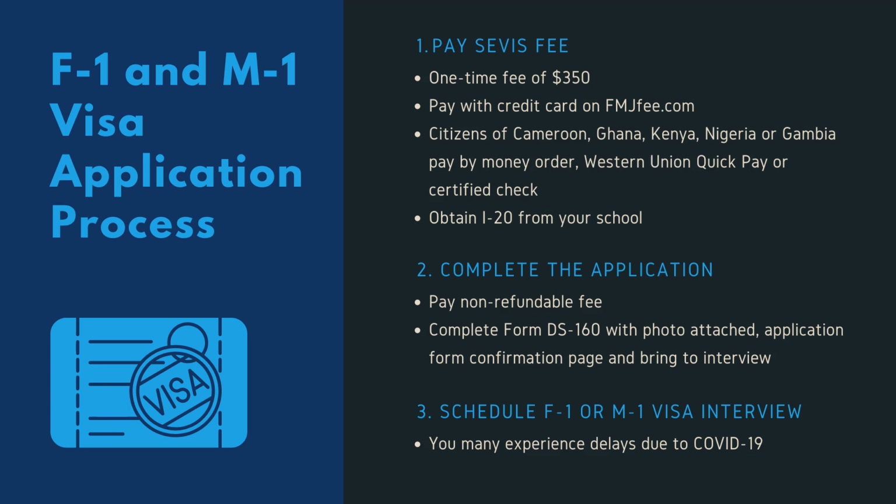Then after completing the form, you must print the application form confirmation page to bring with you to your M1 or F1 visa interview. Additionally, you will need to upload a photo of yourself when completing the online form DS-160. There is an extensive list of photo requirements that we will link you to in the description of the video.